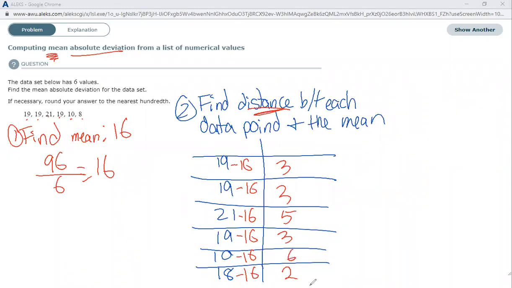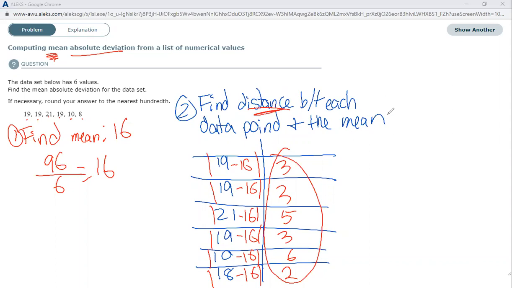So I'm just going to write a 6. And technically, I should put absolute value bars around all of these because I want my answer to be positive for each of them. What's important is that 10 is 6 away from 16. That's the difference. So now I have all of these values, the difference between my data point and my mean. Now I'm just going to find the mean for those numbers.